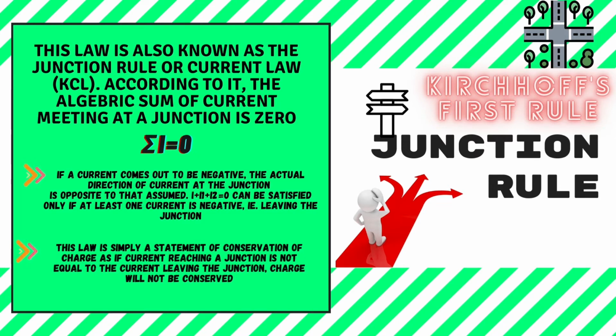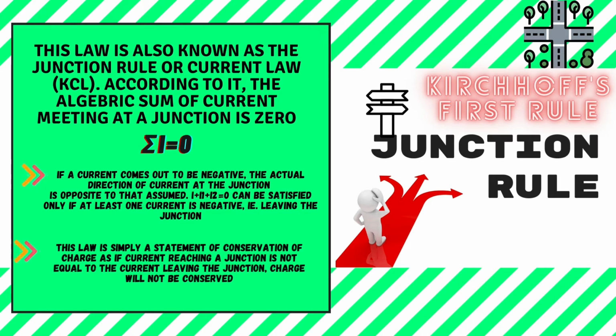If a current comes out to be negative, the actual direction of current at the junction is opposite to that assumed. I plus I1 plus I2 equals 0 can be satisfied only if at least one current is negative, that is, leaving the junction. This law is simply a statement of conservation of charge, as if current reaching a junction is not equal to the current leaving the junction, charge will not be conserved.